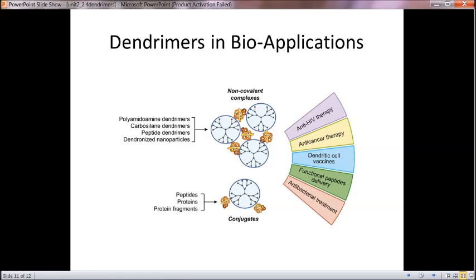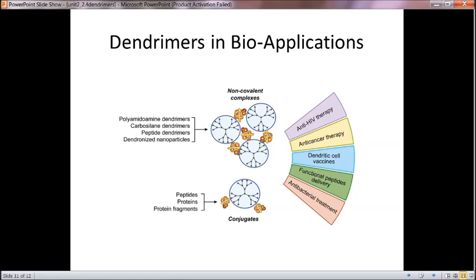These are all types of dendrimers, and these are formed using non-covalent complexes, and if they are formed using conjugates, the types will be peptides, proteins, protein fragments and the like. These are all used in anti-HIV therapy, anti-cancer therapy, dendritic cell vaccines, functional peptide delivery, and antibacterial treatments. So dendrimers have most of their applications in the medical field.